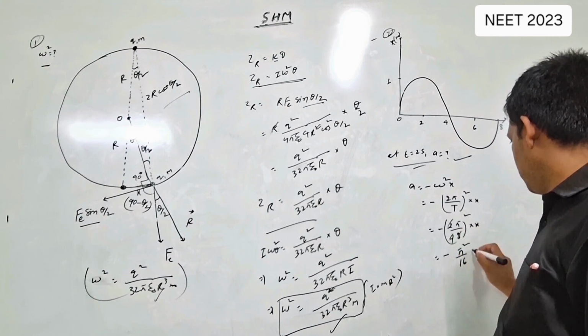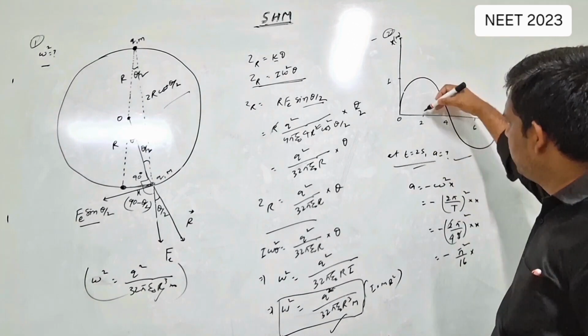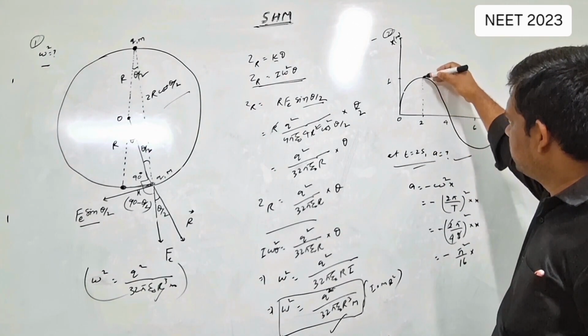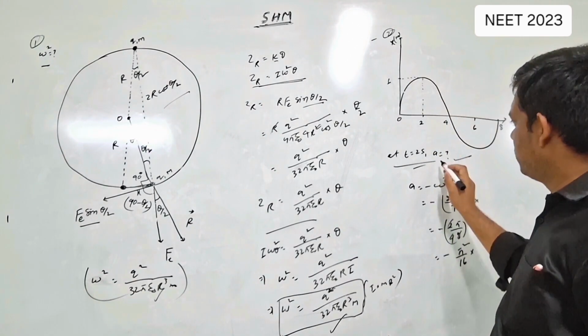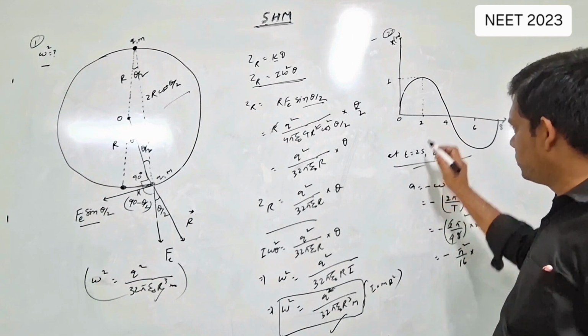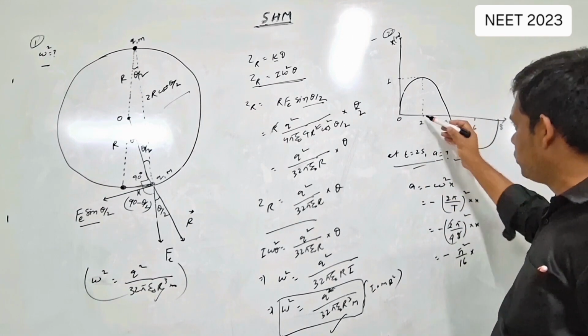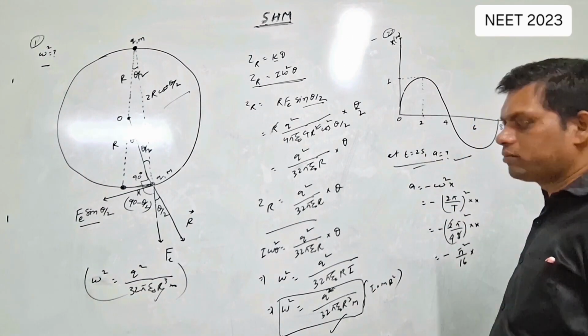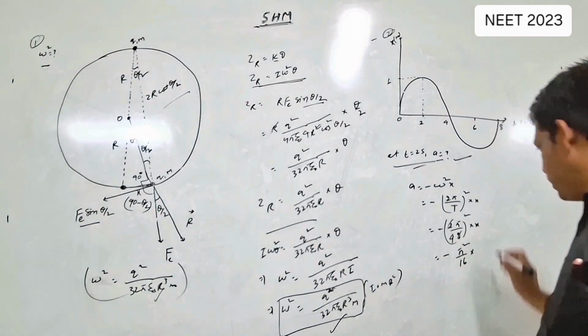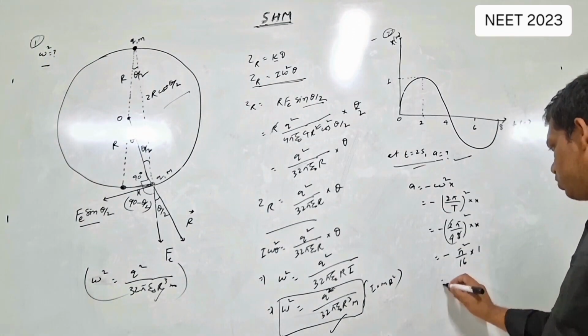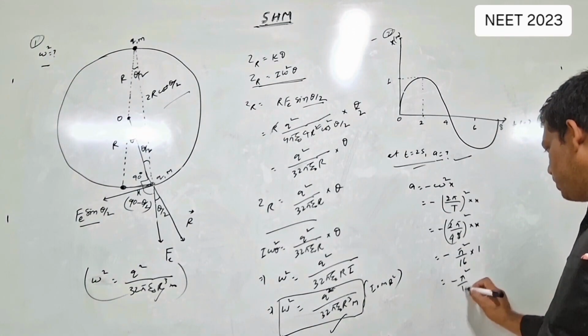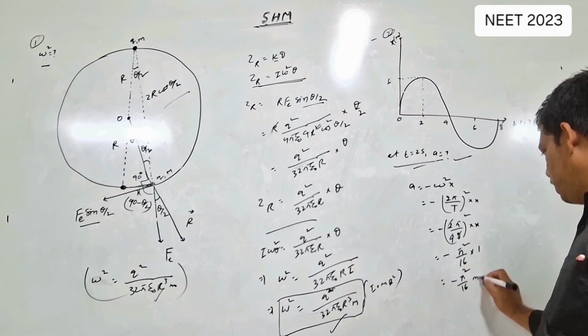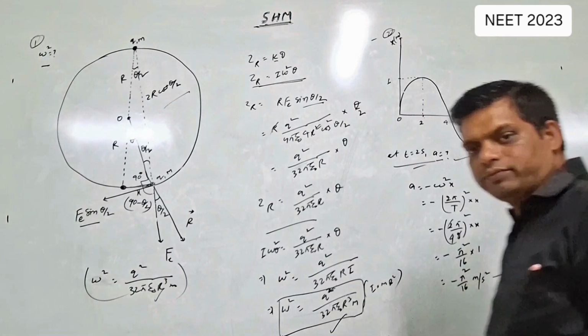And here x will be equal to, we have to determine the acceleration at t equal to 2 seconds. So at t equal to 2 seconds, x is 1 meter. So we have to put x equal to 1 meter. So the answer is minus pi square upon 16 meter per second square.